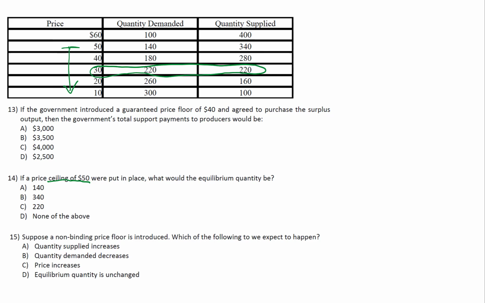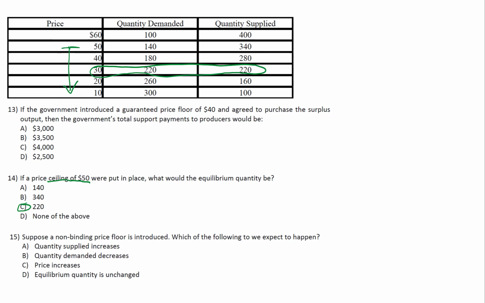Notice that $30 is already below $50. So this is a non-binding ceiling. A non-binding ceiling does not affect the equilibrium price or quantity. So with a non-binding price ceiling of $50, our equilibrium quantity will remain at 220.